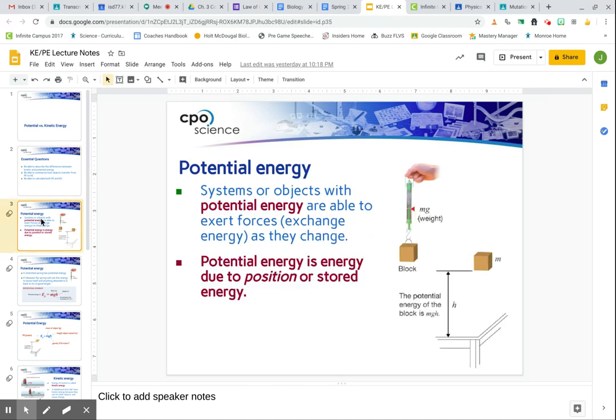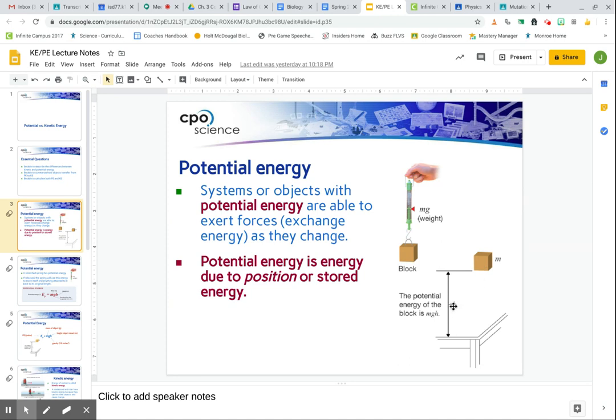What is potential energy? Potential energy is energy due to position or stored energy. So what we know is that this object right here is suspended above this table. This block is not moving. It's just being held there. So we know that this block has mass. We know that gravity's pulling down on that mass, and we know that there's a specific height.